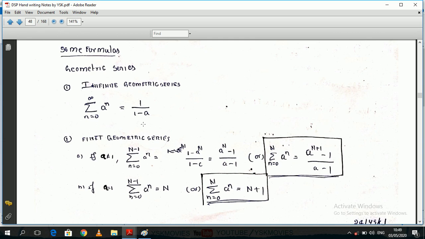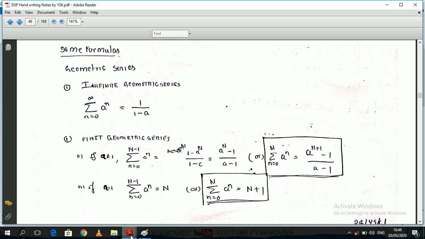And what is a finite geometric series? The formula for a finite geometric series, n equal to 0 to n minus 1 of a power n, is 1 minus a power n by 1 minus a. And if a equal to 1, then the sum from n equal to 0 to n minus 1 of a power n is equal to n. This is the formula for the finite geometric series and the infinite geometric series. Most probably we use this formula: sum of a power n is equal to 1 by 1 minus a.